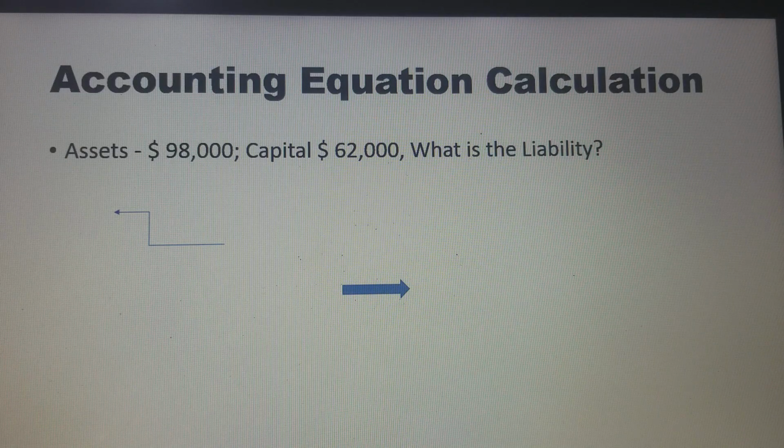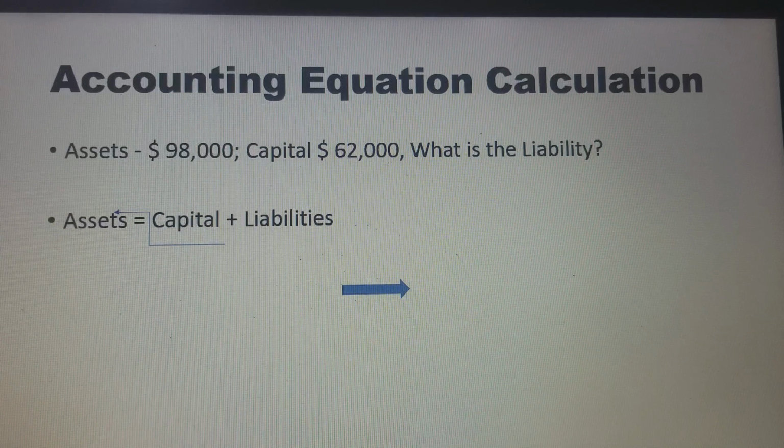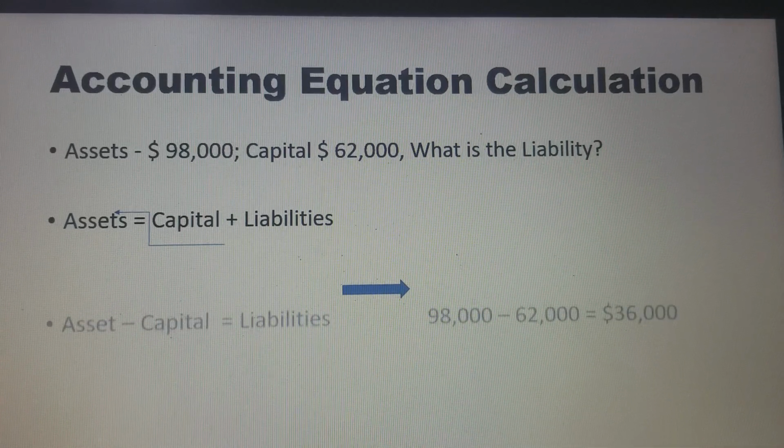Let's move on. We have another example here. Assets amount is $98,000 and the capital is $6,200. What is the liability? All right. What we're going to do again, we're going to move what we want to find. We want to find the liability. So we're moving the capital over to the side of the asset, right? And this is how it looks.